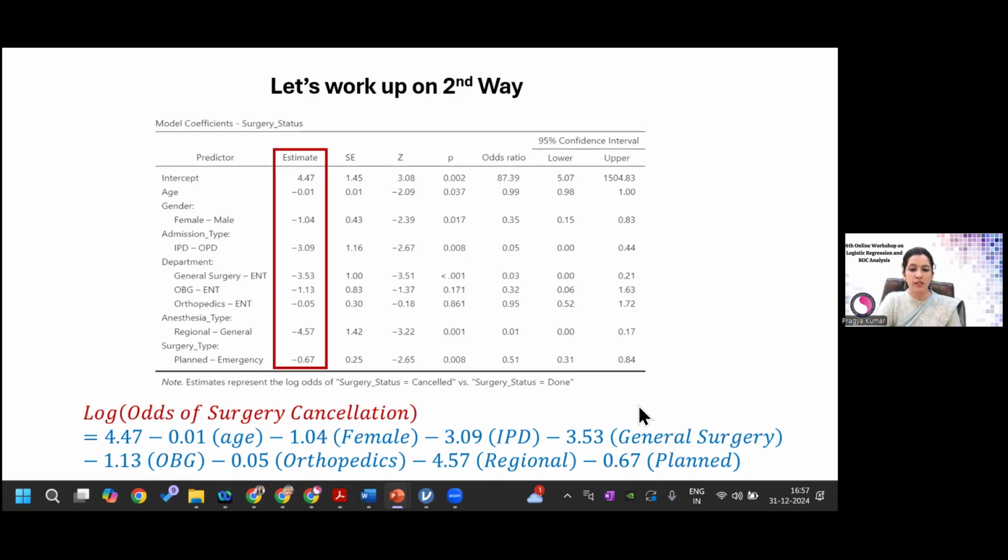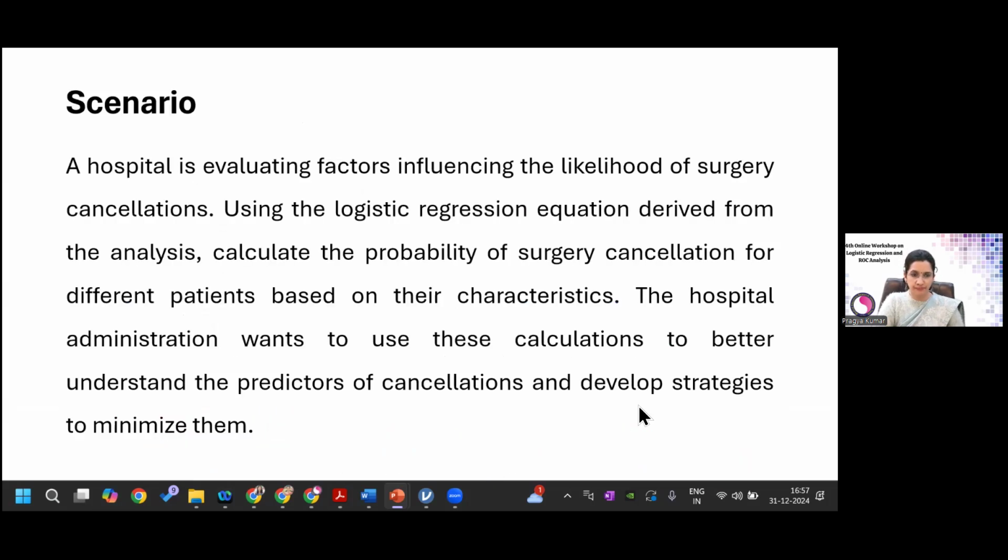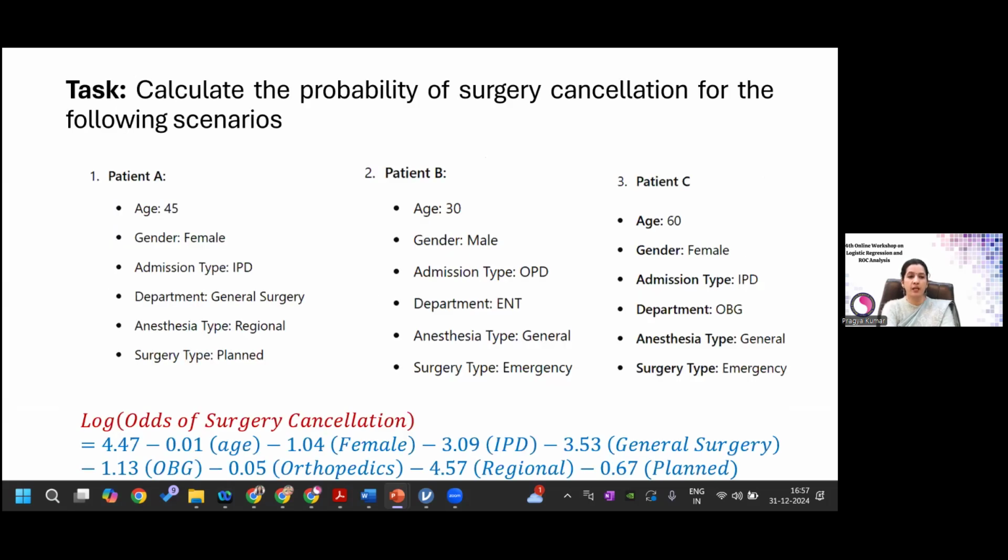Based on this equation, let's say the hospital is evaluating factors influencing the likelihood of surgery cancellation. Using this logistic equation derived from the analysis, I can calculate the probability of surgery cancellation for different patients based on their characteristics. The hospital administration wants to use these calculations to better understand the predictors of cancellation and develop strategies to minimize them. So now you can see there are 3 patients.